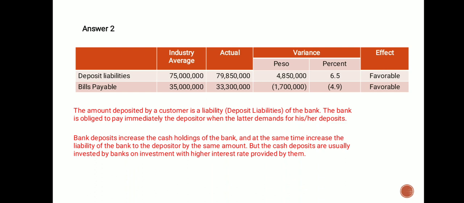Why? Kay the more or mas daghang deposit liabilities nga maangkon si bank, meaning to say, mas daghan siyang cash nga iyang ika-invest. So, that's the logic there. So, kung daghang cash nga ika-invest si bank, therefore, dako siya og income. That's why we have here the increase in deposit liabilities of Countrywide Bank tagged as favorable.